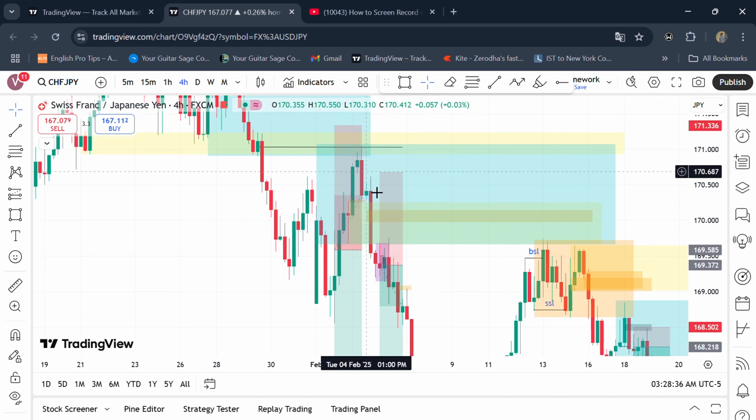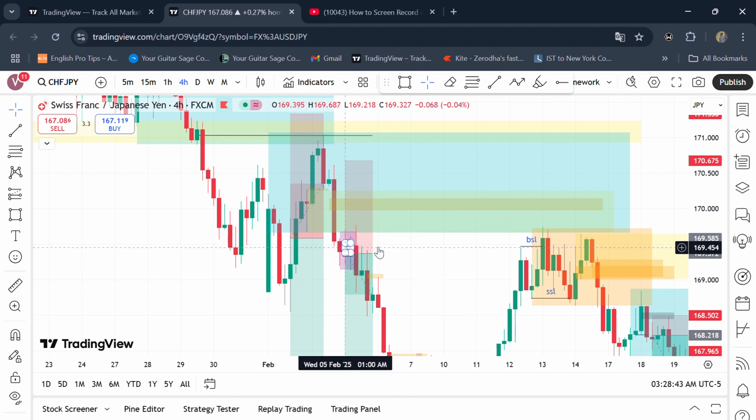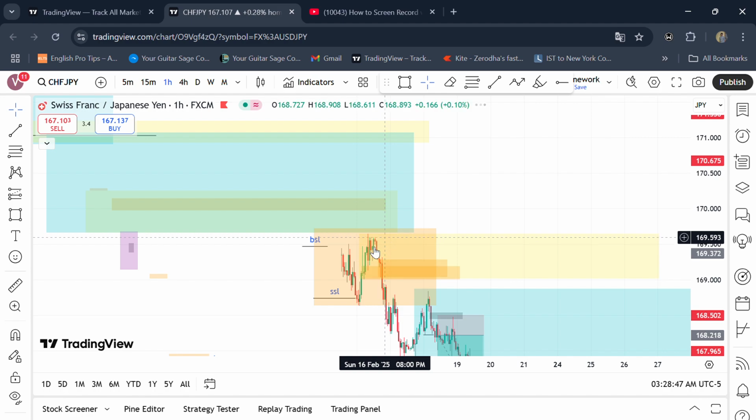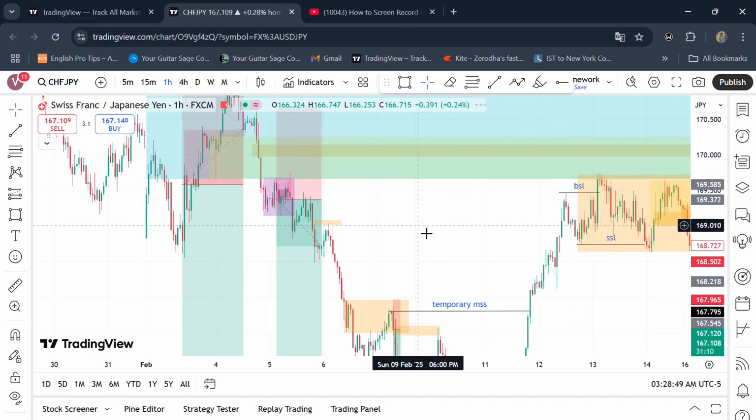In that process, while it was moving down, a small FVG was created, and it got tapped. You could have entered there. And then there is one more thing that happened, which gave us another entry, which I'll show you.